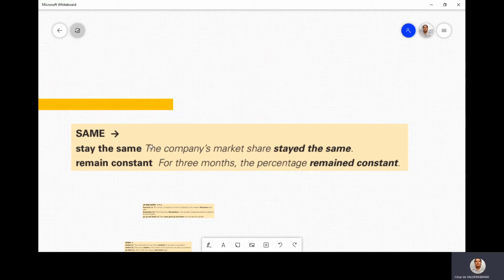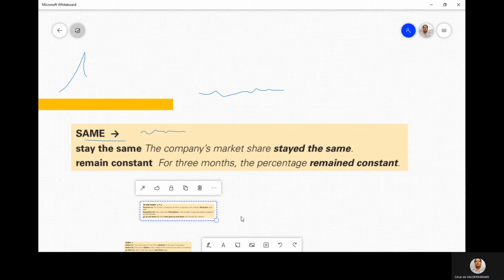So with this vocabulary, we're going to describe when the graphs are not suffering any change. If we compare it with the previous one, the one showing you a rapid increase, there was an increase, but in this case, we're staying the same level when we want to describe a graph. Okay, let's continue.